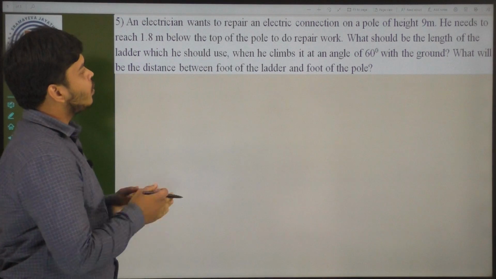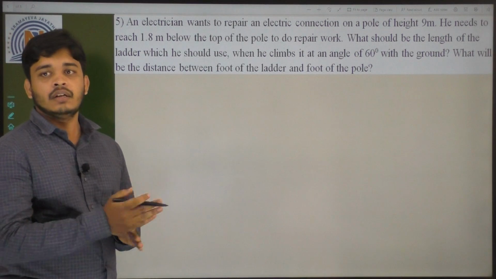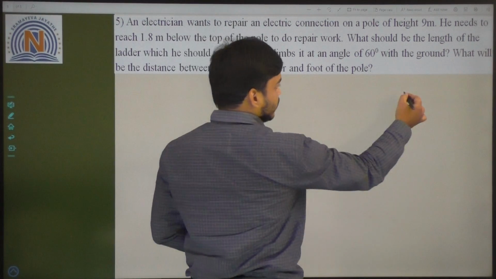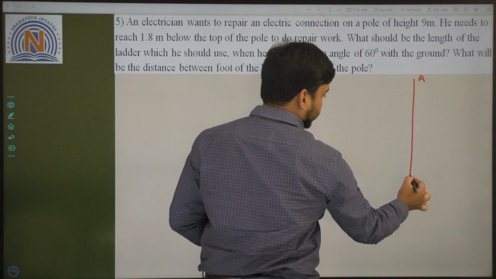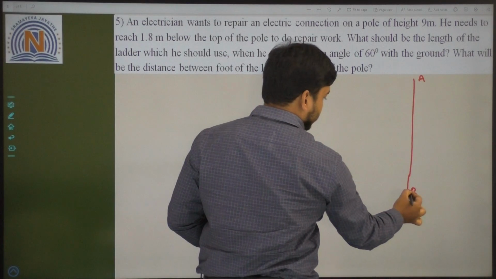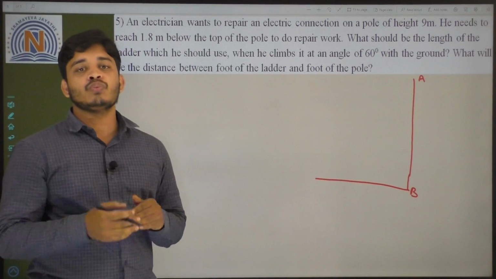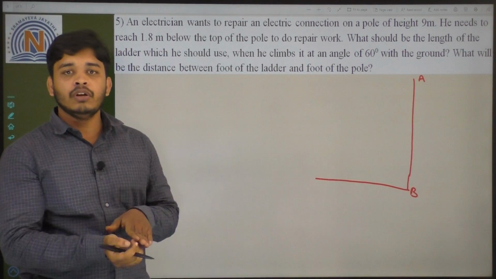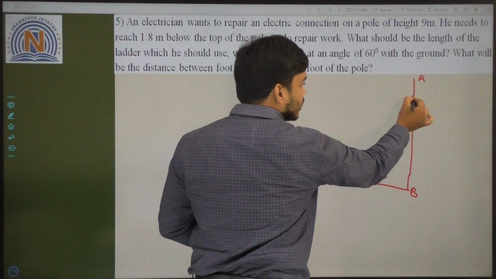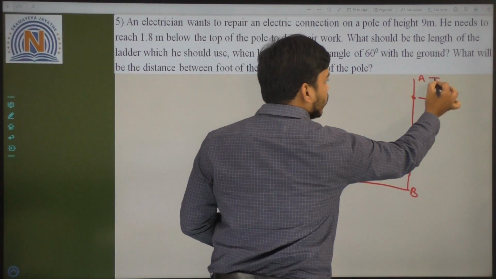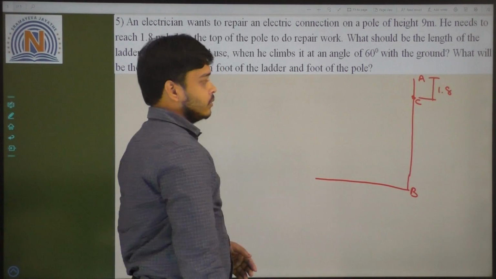An electrician wants to repair an electric connection on a pole of height 9 meters. AB is the height of the pole. This is the ground level, and he needs to reach 1.8 meters below from the top. He is not reaching the top of the pole, but he is reaching up to 1.8 meters below from the top.